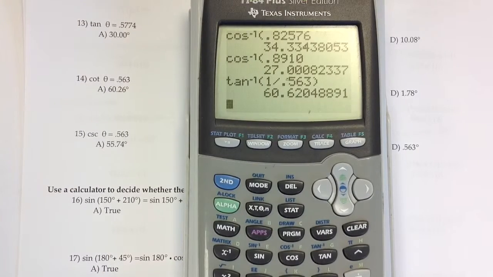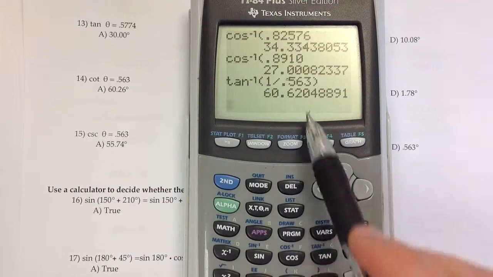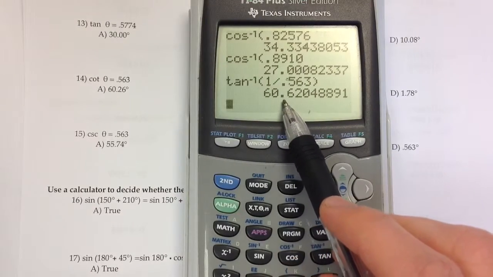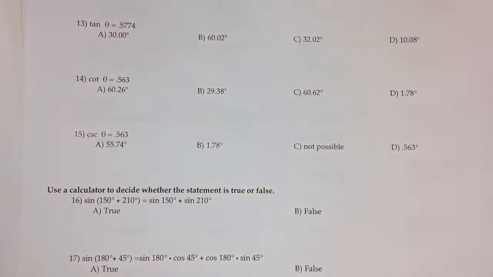So you don't have an inverse cotan button, no problem. Find tangent. Tangent's the reciprocal of cotan. That's this whole 1 divided by business going on in here. And then that's the angle for which cotan is 0.563, 60.62 degrees.